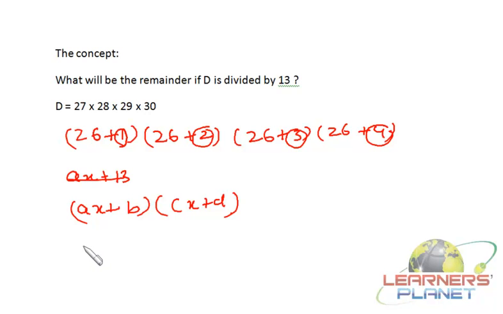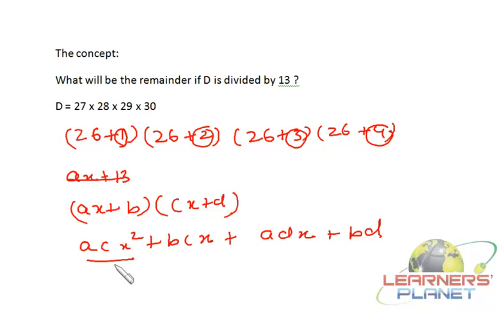It's acx square plus bcx plus adx plus bd. Now, if I wish to divide the entire expression by x, this term is a multiple of x, so you won't get any remainder. Even this term is a multiple of x, so you won't get any remainder. Similarly, this term is also a multiple of x, so we won't get any remainder. We'll get the remainder as bd only.